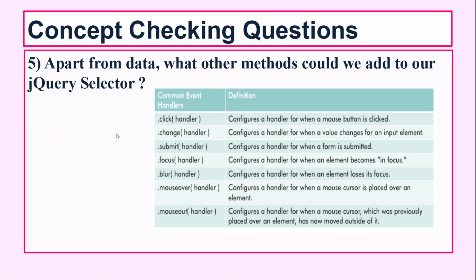Next one, apart from data, what other methods could we add to our jQuery selector statement? Well, again, there's many out there. Here are some common event handlers. So you could do a click, you could do a change, you could do a focus or a blur or mouse over. There's a lot of things that you can play around with. But hopefully now you've got a basic idea of how it works and how we used it to create our plugin. So thank you very much.